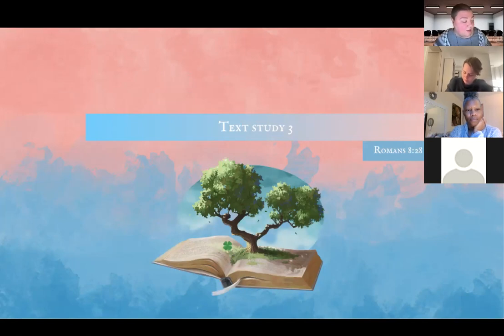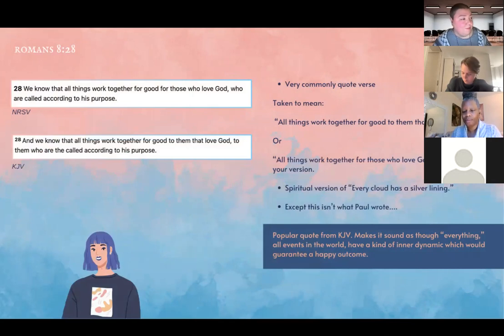Next, we go to Romans 8. This is a good demonstration of how looking at the original language can really change things. Verse 28 is a verse commonly quoted, much used, deeply familiar to those who perhaps read the Bible growing up, and it is quoted as saying, "All things work together for good to them that love God," or "All things work together for those who love God," depending on your version.